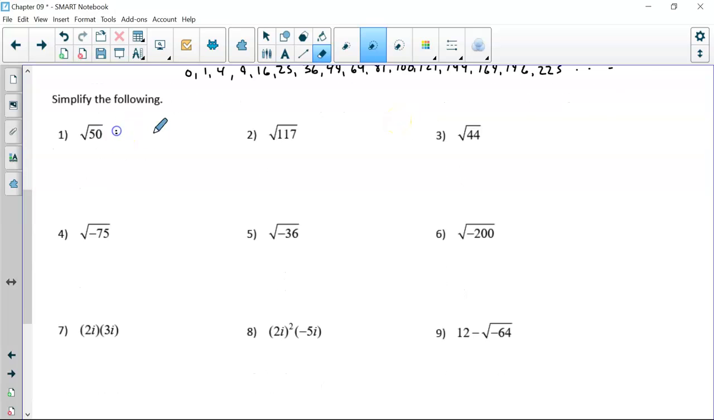So the square root of 50 is the same as the square root of 25 times the square root of 2. So we simplify that, we get 5 square root of 2. Done that before. The square root of 117: largest perfect square factor is 9. It's the square root of 9 and the square root of 13. So it's 3 square root of 13, our simplified radical. For the square root of 44, it's the square root of 4, square root of 11. So it's 2 square root of 11.